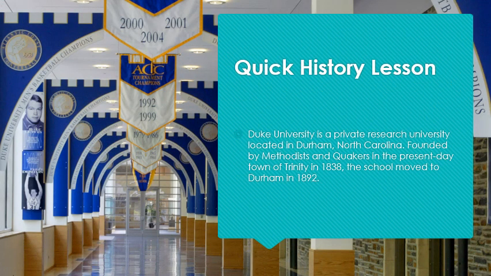First up, we have our quick history lesson. Duke University is a private research university located in Durham, North Carolina. It was founded by Methodists and Quakers in the present-day town of Trinity in 1838. However, the school moved to Durham in 1892.